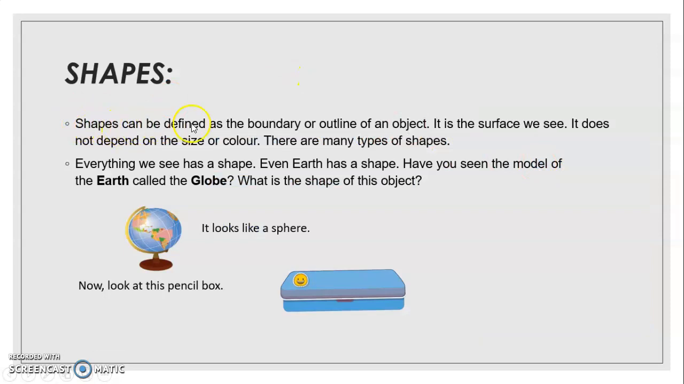Shapes. A shape can be defined as the boundary or outline of an object. It is the surface we see. It does not depend on the size or color. There are many types of shapes. Everything we see has a shape. Even Earth has a shape. Have you seen a model of the Earth called a globe? What is the shape of this object? It looks like a sphere. Now look at this pencil box. This is like a cuboid.